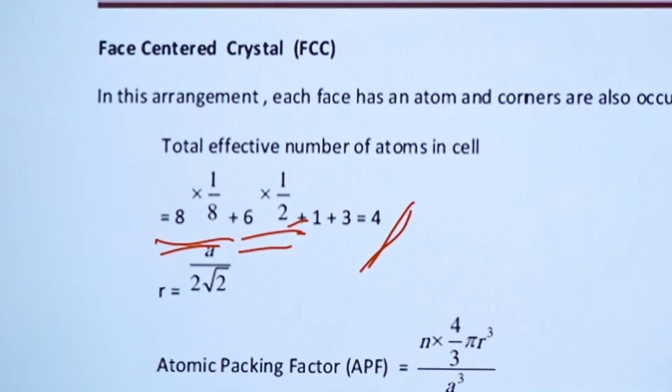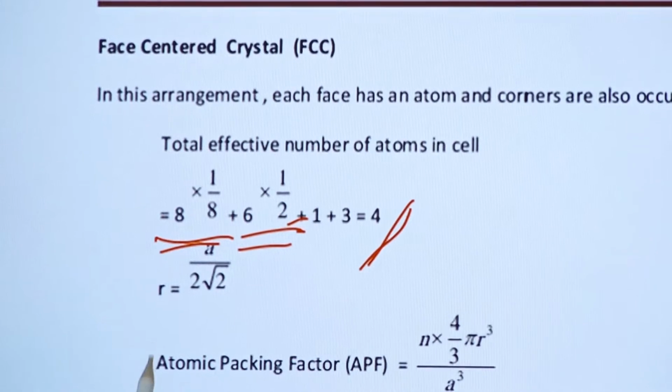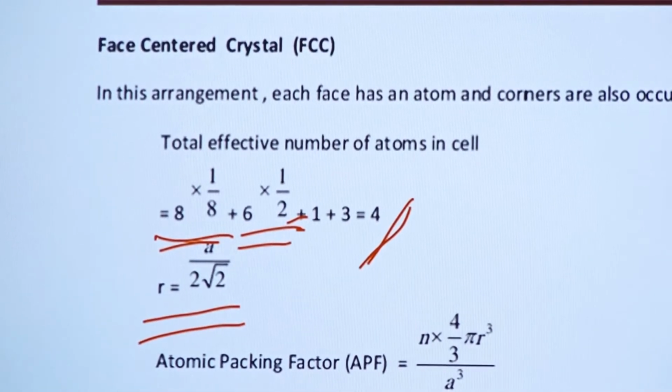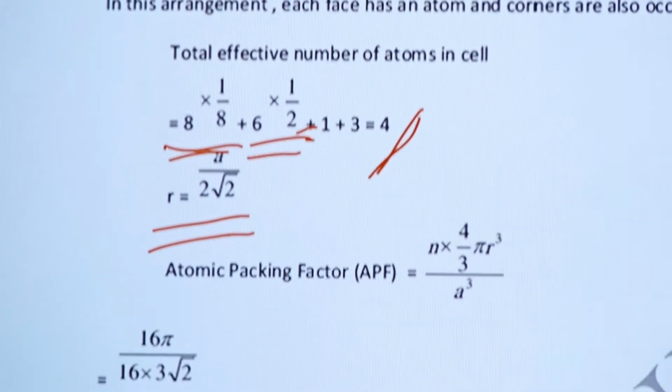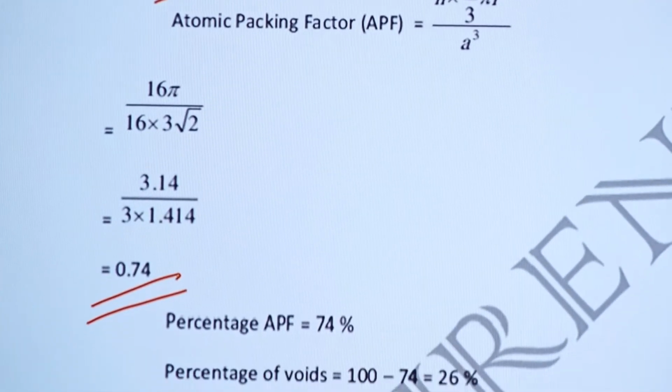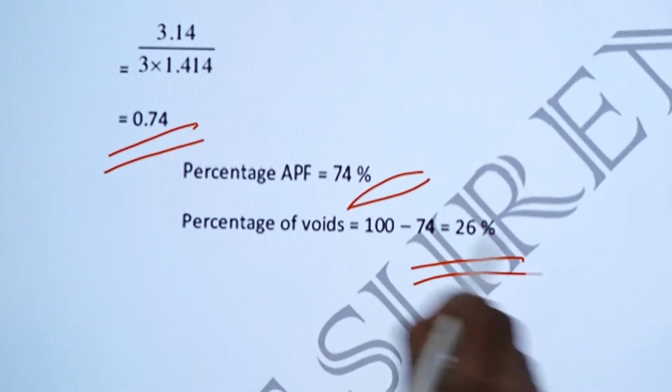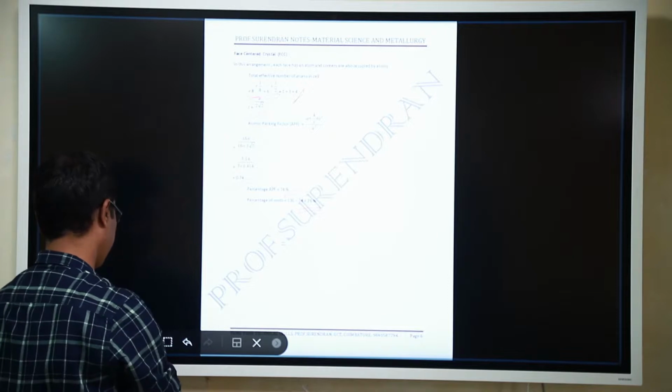So 6 into half is 3. So 1 plus 3 is 4. And the radius is R equal to A divided by 2 root 2 in the face center cubic, and atomic packing factor is 0.74. When it is mentioned as a percentage, it is 74% and the percentage of void is 26%.